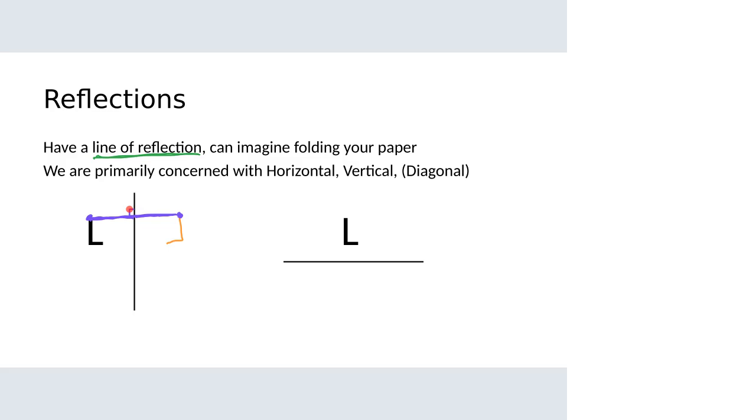But technically, when we do a reflection, we are going perpendicular to the line of reflection, the same distance. And that happens at each point. Perpendicular to the line of reflection, the same distance. And that's how we end up with our reflection. As far as a sketch goes, this L is just fine. This backwards L is just fine.